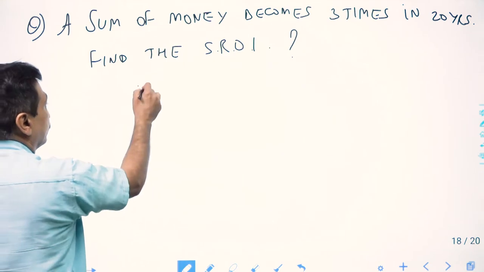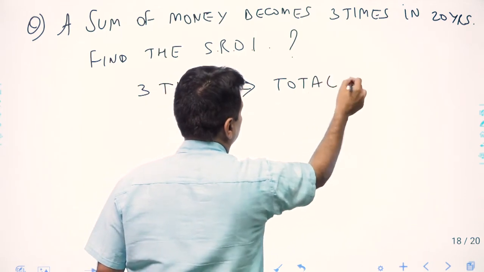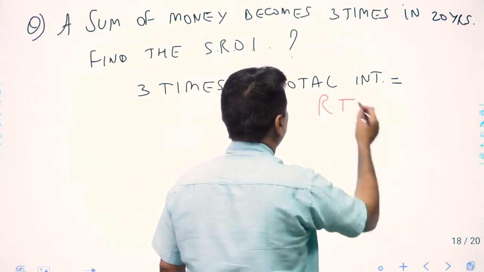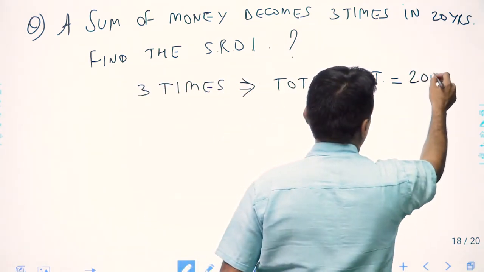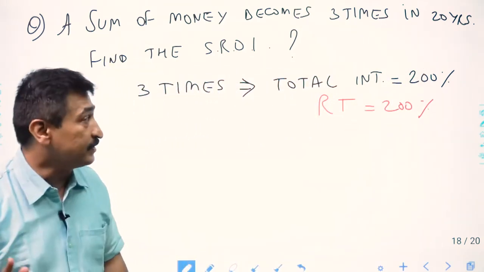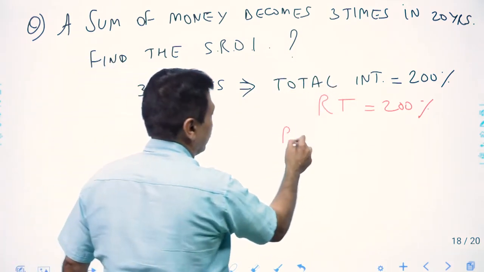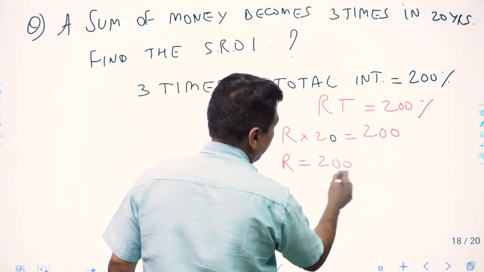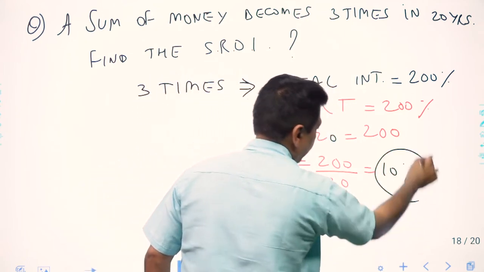Now what does 3 times mean? 3 times means total interest is, what is total interest? RT. 3 times means 300 minus 100 principal, remaining is 200. So total interest is 200%. So RT is 200%. Now RT is 200%. Out of R and T, I have been given T. What is T? 20 years. So R into 20 is equal to 200. So R is equal to 200 divided by 20, 0 and 0 cancel out. I get the answer 10%.